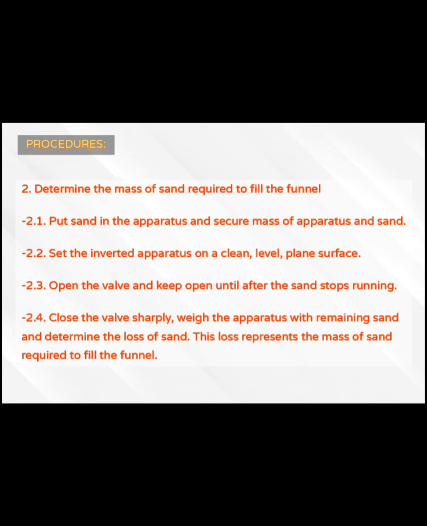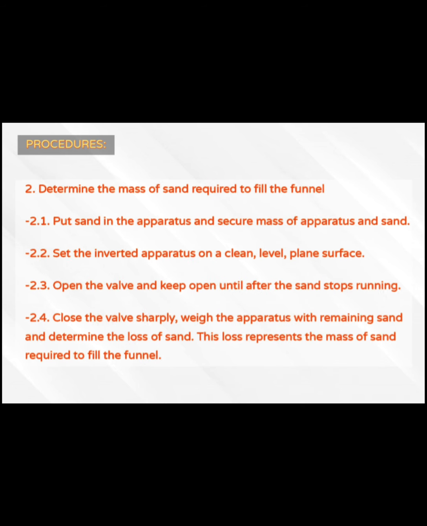Number 2 is determine the mass of sand required to fill the pan. In 2.1, put sand in the apparatus and secure the mass of apparatus and sand. 2.2, set the inverted apparatus on a clean, level, plain surface. 2.3, open the valve and keep it open until the sand stops running. 2.4, close the valve sharply, weigh the apparatus with remaining sand, and determine the loss of sand. This loss represents the mass of sand required to fill the funnel.